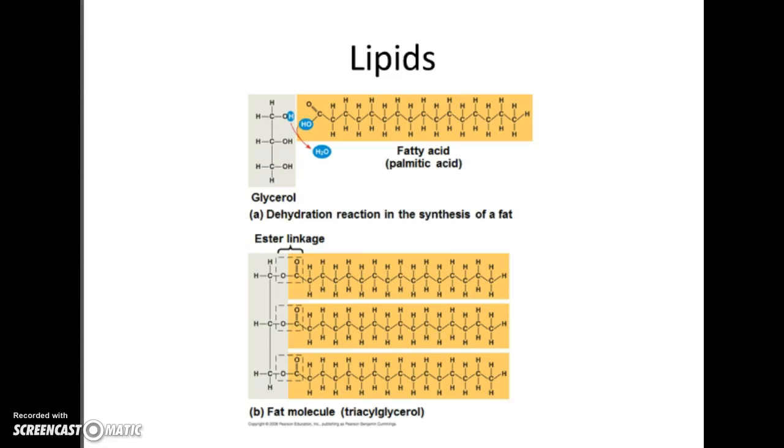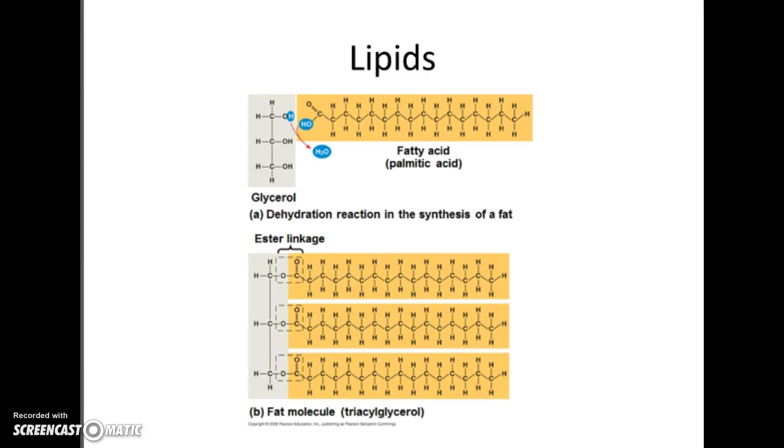Welcome back. This is the second part of Chapter 5. In this one we're going to focus primarily on lipids. I'd like to recall the processes of dehydration and hydrolysis in regards to creating polymers from monomers to form our macromolecules. Now lipids are another word for fats.